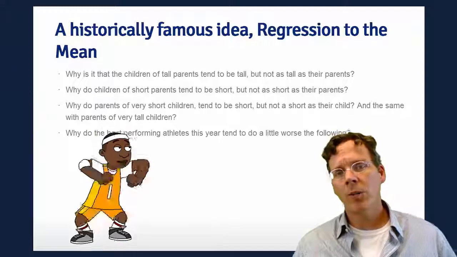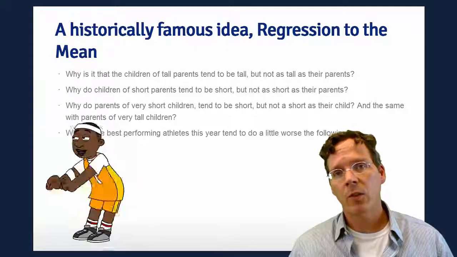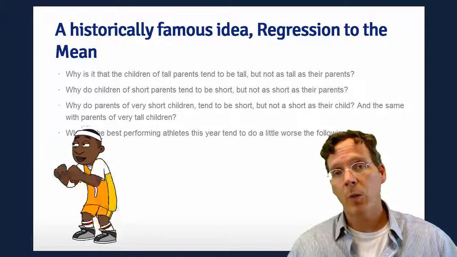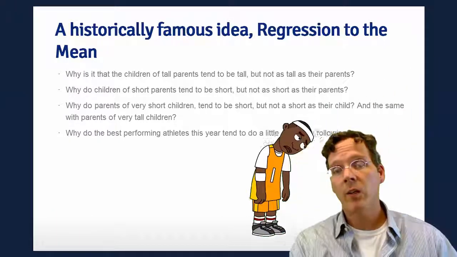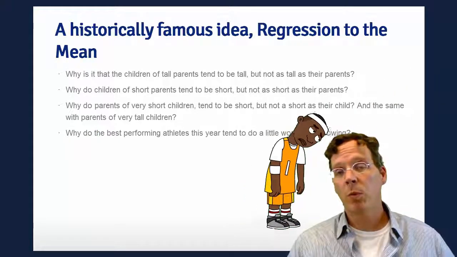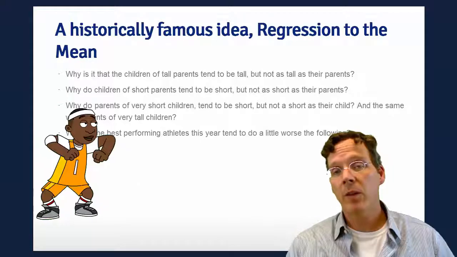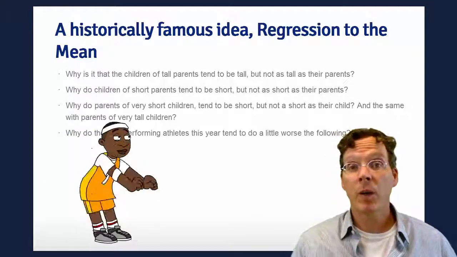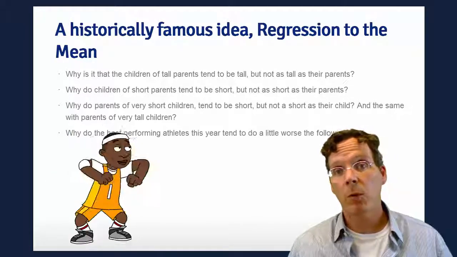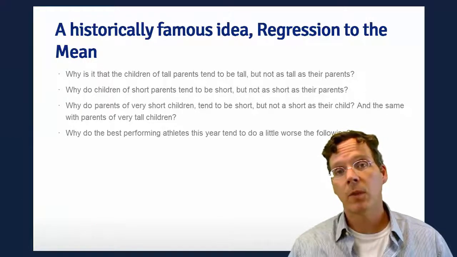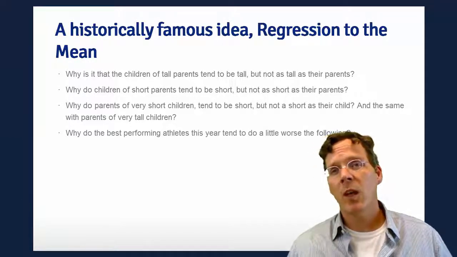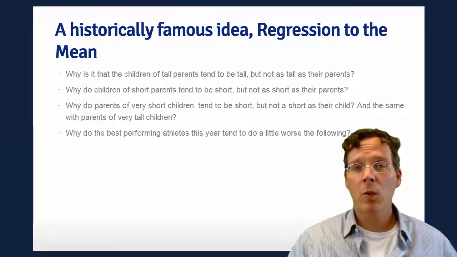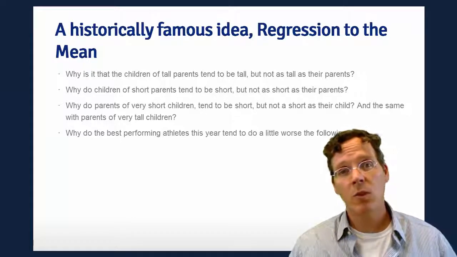This often comes up when talking about athletes. Athletes who are the best performing one year tend to do a little bit worse the next year, and athletes that are the worst performing one year tend to do a little bit better the next year. Often people talk about stocks in the same way. Some of the best performing stocks tend to go down. We'll talk about why this is and whether or not something is intrinsic or whether it's a regression to the mean effect, which is the important question.